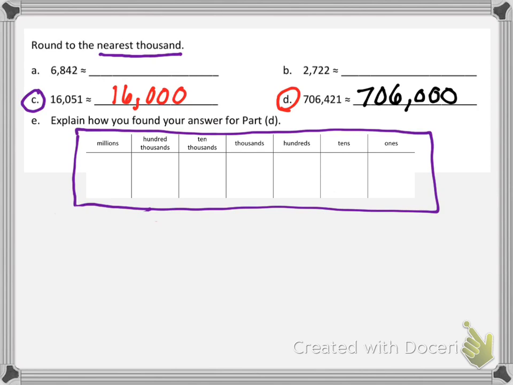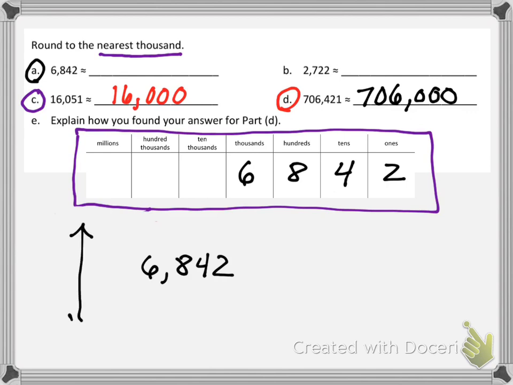Okay, our next one that we're going to focus on is letter A, 6,842. Let's put this in our place value chart. We have 2 ones, 4 tens, 8 hundreds, and 6 thousands. I'm going to create that vertical number line and label our lowest point to our highest point. Since we're focusing on the nearest thousand, this is the place that matters the most to us. We can start with 6,000, that's the lowest we can go, and one more thousand would bring us to 7,000.